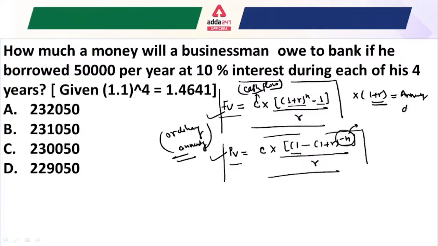So if we multiply by 1 plus r, then this formula becomes the annuity due of the future value, or the annuity due of the present value. Okay, this is the way we solve annuity questions. Now just write down this formula on your paper, whatever you have copied, and we will solve some questions based on these formulas.